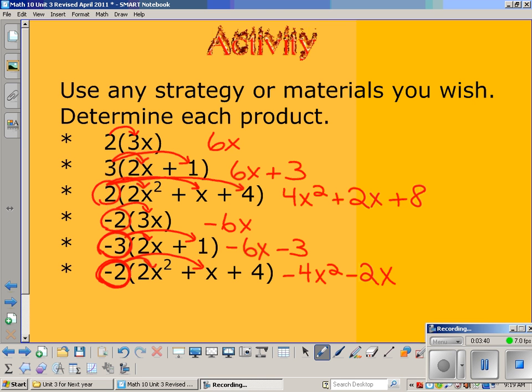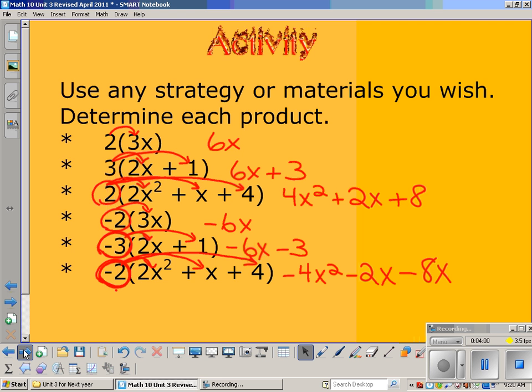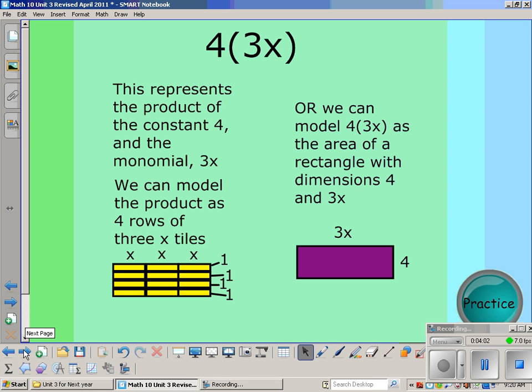If you want to see this pictorially or concretely so that you can actually visualize it, 4 times 3x, there are a couple of ways you can look at it. You can look at it as using algebra tiles. And what we have is 4. 4 indicates that there are 4 rows here. And the 3x means there are 3 groups of 3x tiles.